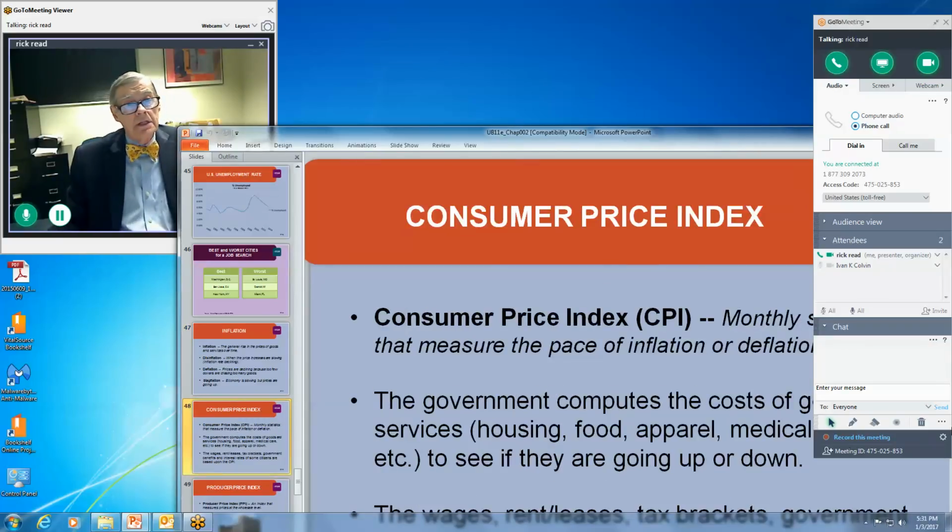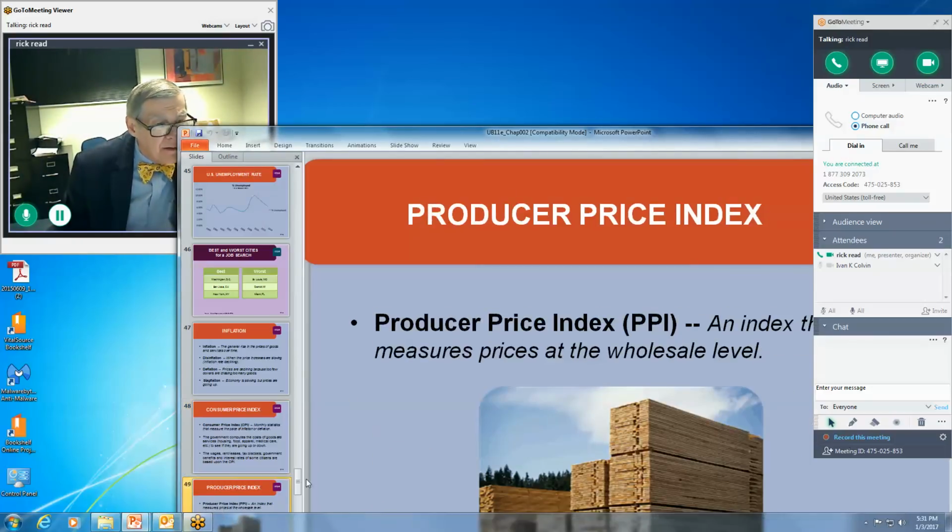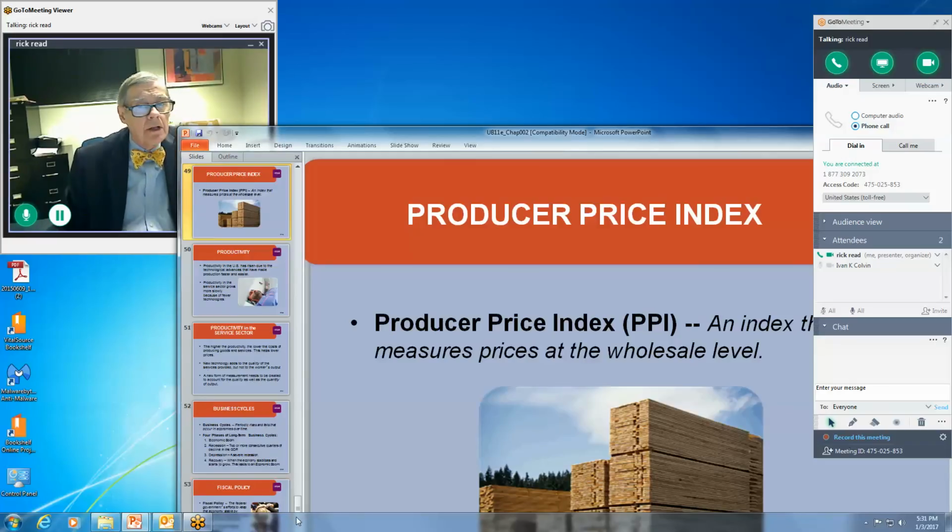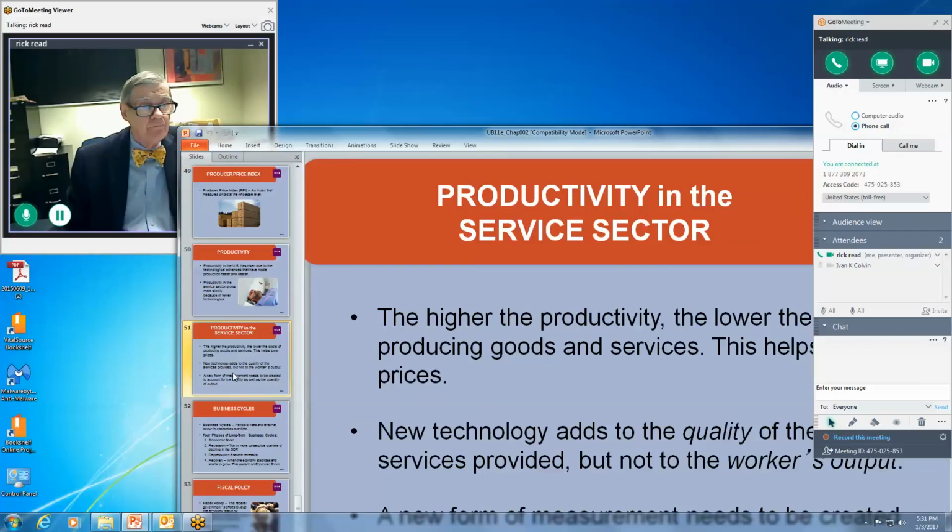Another key indicator is the Consumer Price Index. This measures the pace of inflation or deflation. Government computes this using a variety of prices and factors: housing, food, apparel, etc. The Producer Price Index is something a little bit different, it measures the prices at the wholesale level, whereas Consumer Price Index is at the retail level. The higher the productivity, the lower the cost of producing goods and services. It keeps prices down. Technology helps with this.